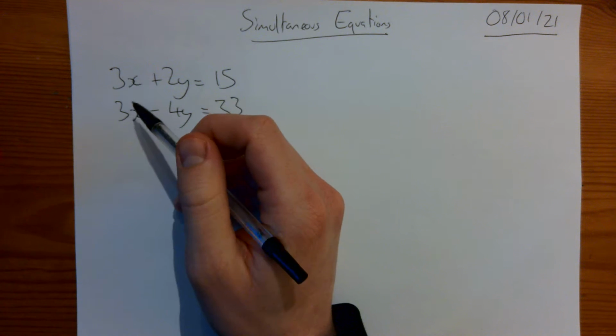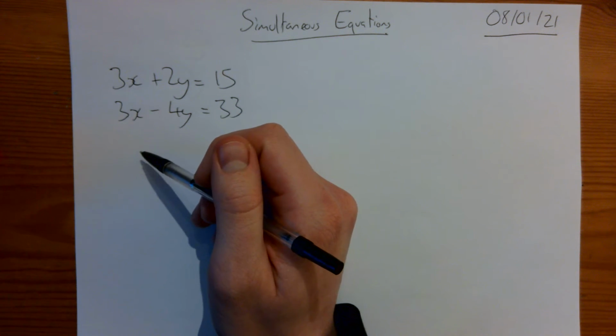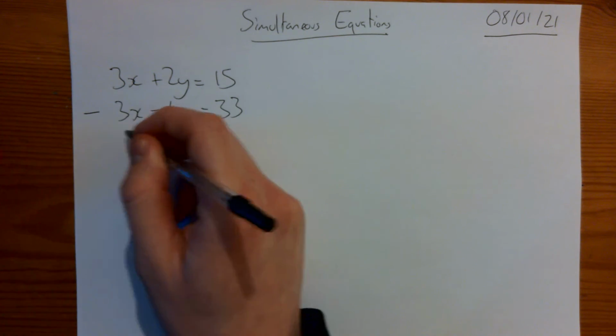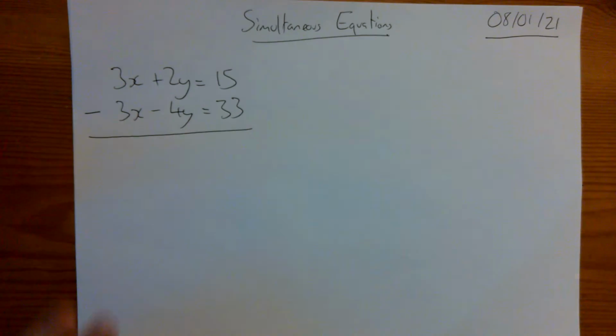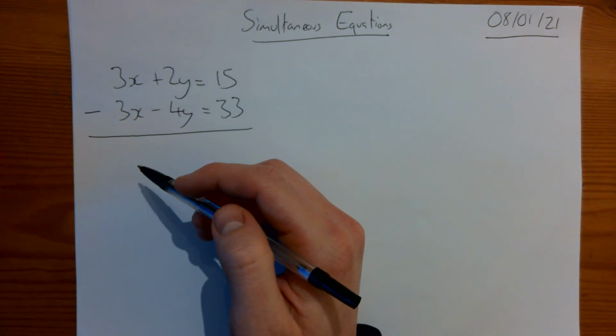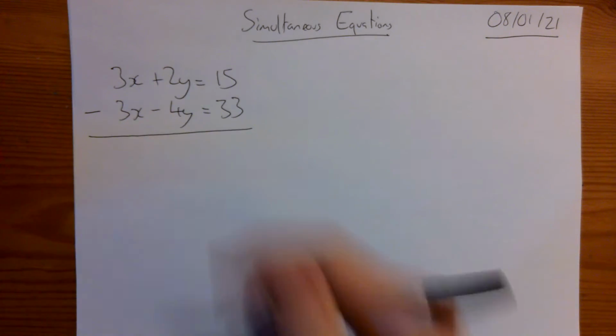So I've got a 3x and a 3x that are matching, so I'm going to need to subtract to cancel them out, and I'm going to take the second equation away from the first equation. I could do it the other way around, but I think it's probably going to be easier to do it that way round. So 3x minus 3x is nothing, so they cancel out.